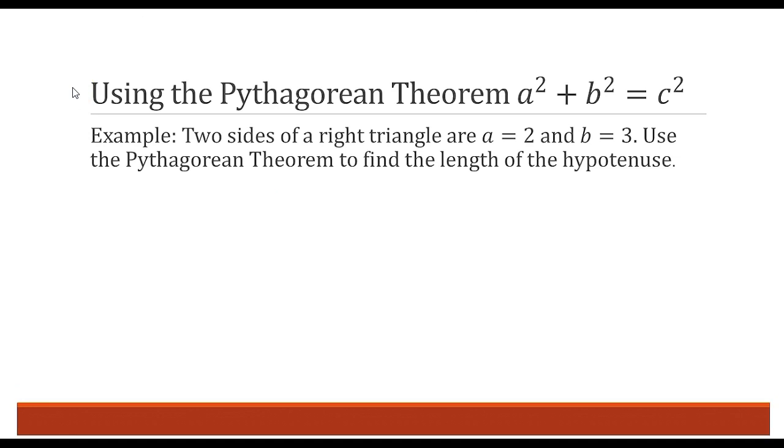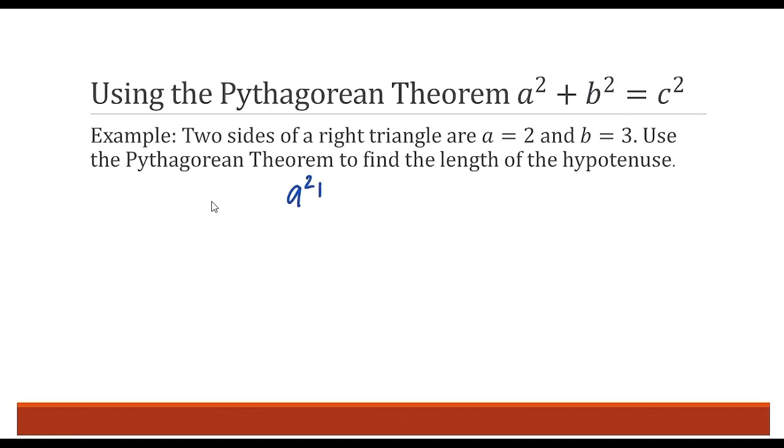One of the places square roots appears is in using the Pythagorean theorem, which we looked at previously. A squared plus b squared equals c squared. In this example, two sides of a right triangle are a equals 2 and b equals 3. Use the Pythagorean theorem to find the length of the hypotenuse. Let's go ahead and substitute a equals 2 and b equals 3 into our equation.